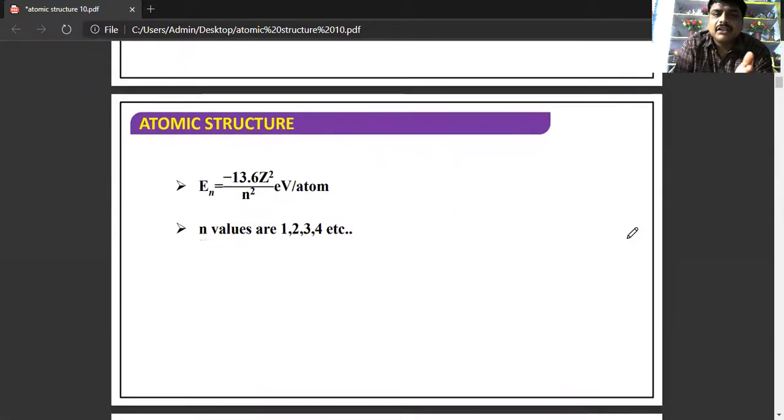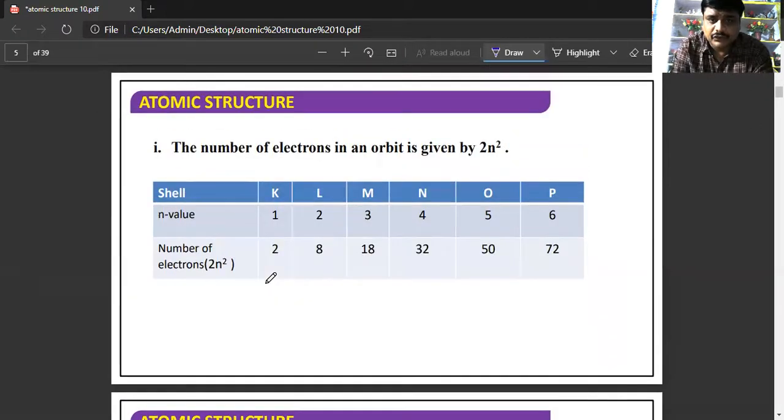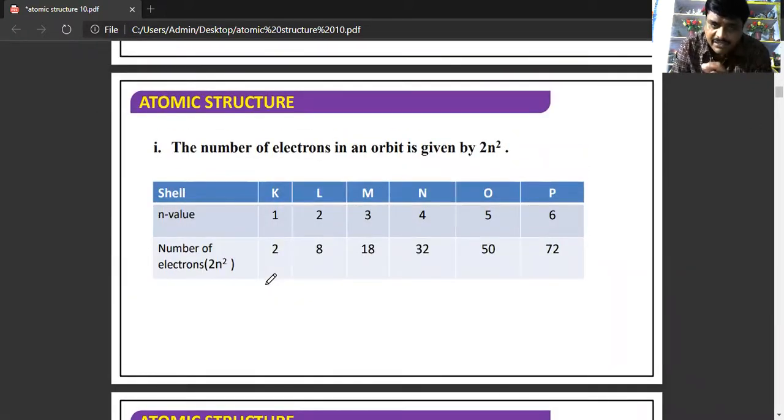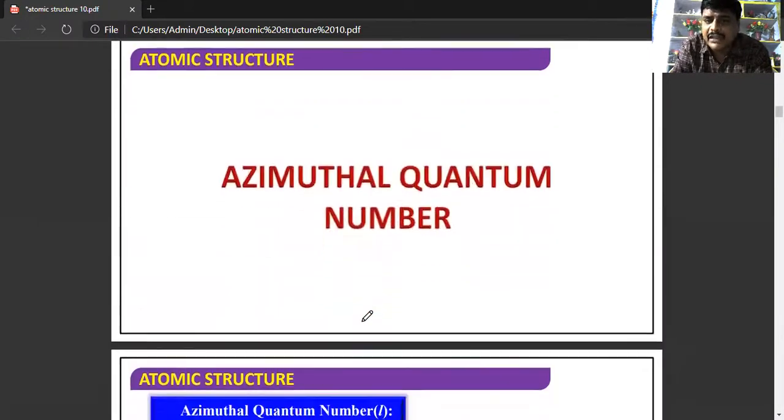En is equal to minus 13.6 times Z square by n square electron volts, where n values are 1, 2, 3, 4. The number of electrons in an orbit is given by the formula 2n square. The n value is nothing but the principal quantum number. As n value increases, the size of the orbit also increases. As n value increases, the energy of the orbit also increases. The angular momentum of an electron is given by the formula mvr is equal to nh by 2 pi.